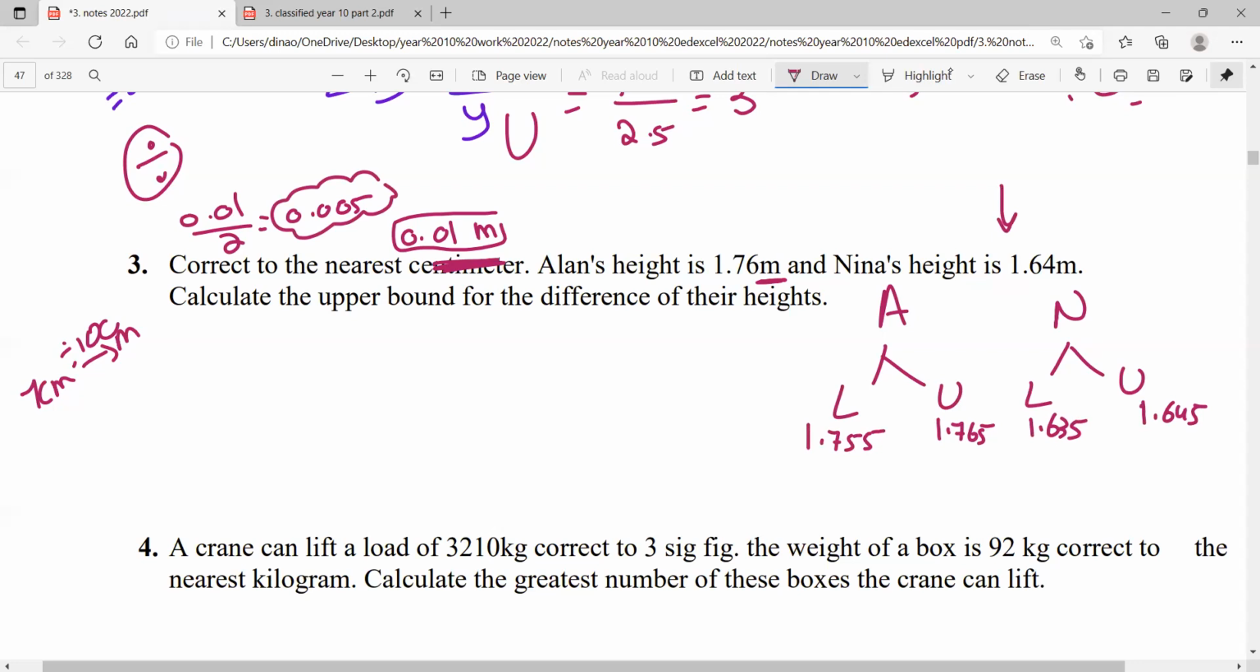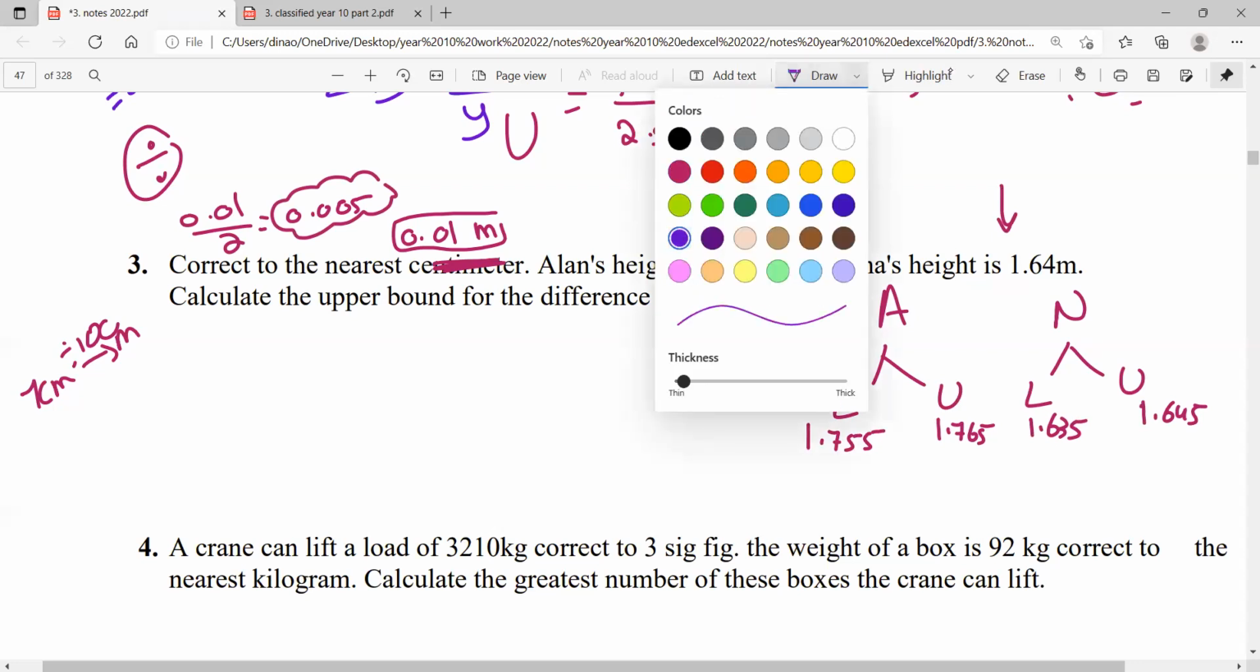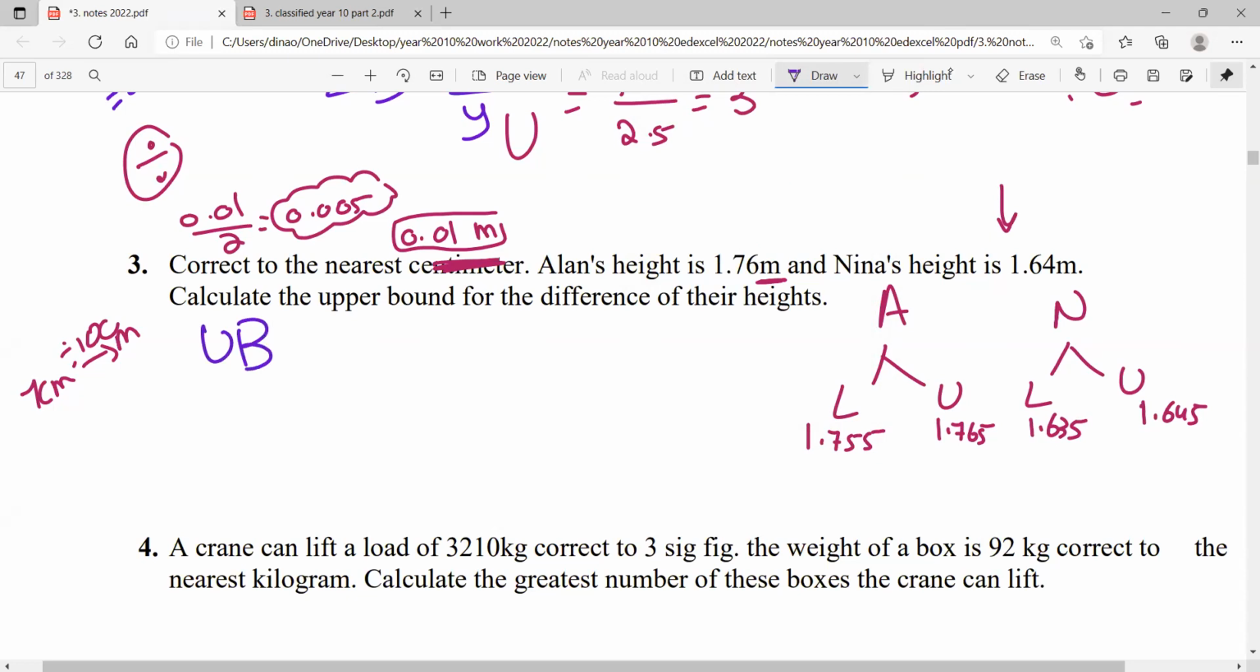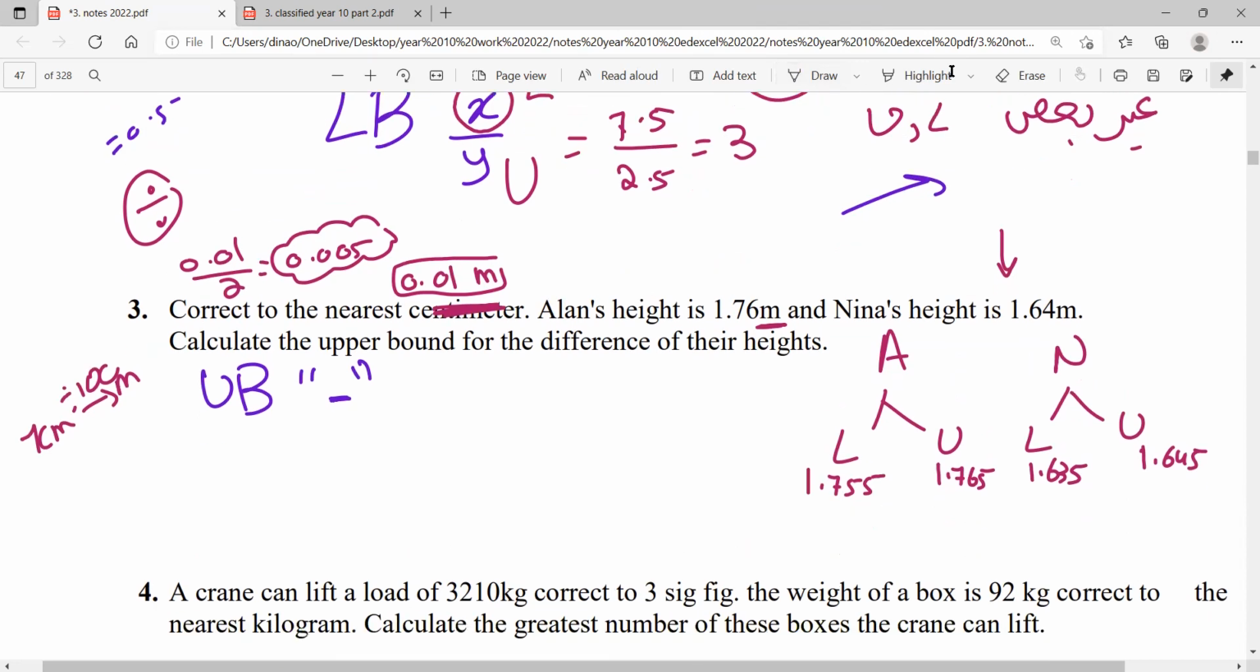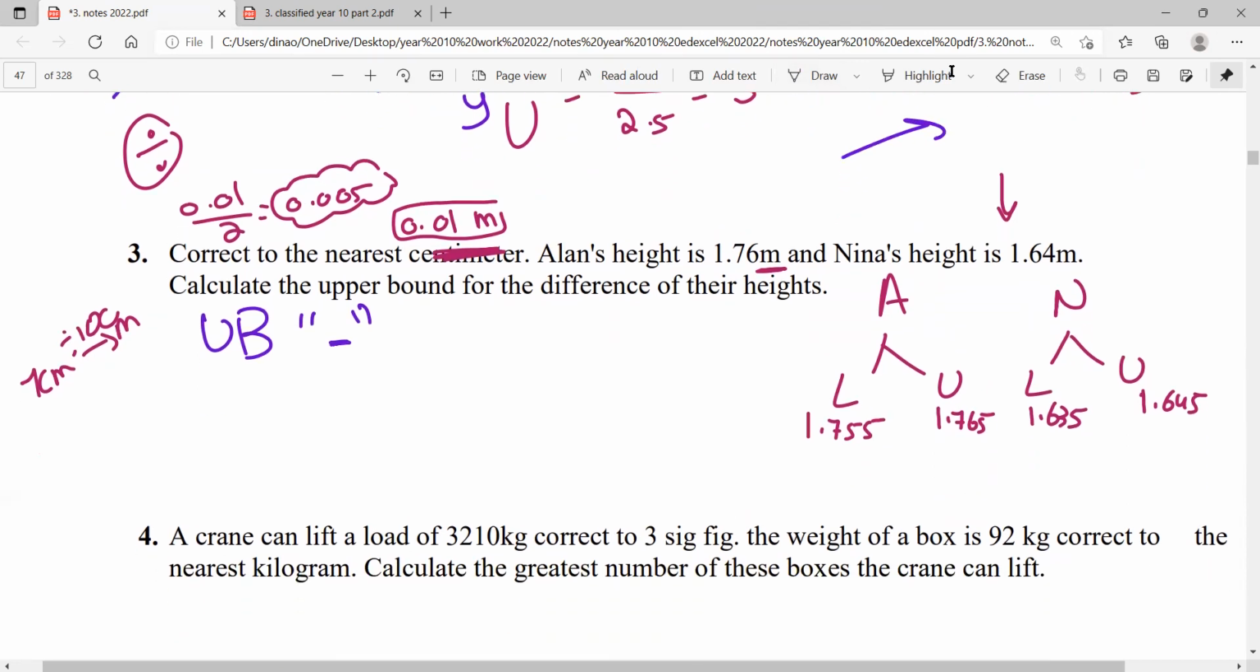Here it says calculate the upper bound for the difference of their heights. So I am required to calculate the upper bound, and the operation is subtraction. Since the operation is subtraction, it's the same as the previous question: one upper, one lower. Which is upper, which is lower? In bounds we don't have negatives, so we won't do Nina minus Alan; we do the taller minus the shorter, so Alan minus Nina. Whenever it says calculate the difference, I do the bigger minus the smaller. Difference means subtraction.